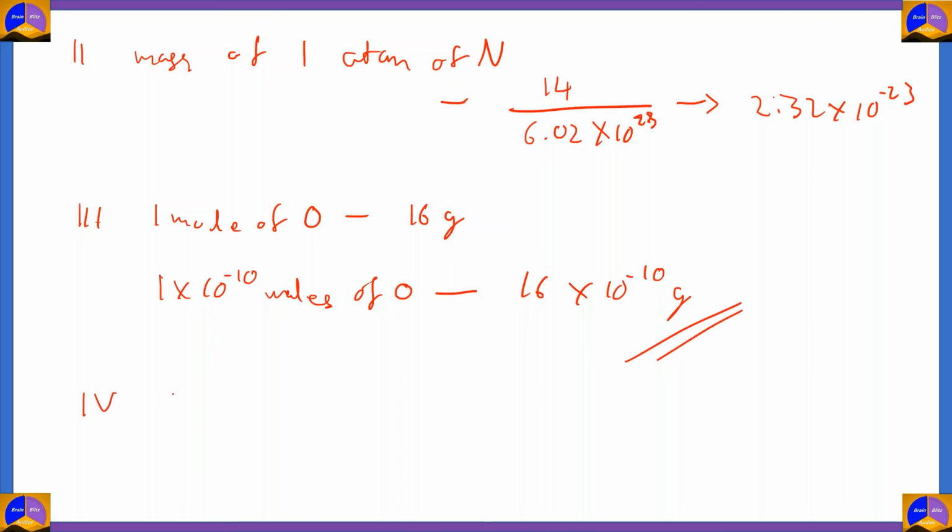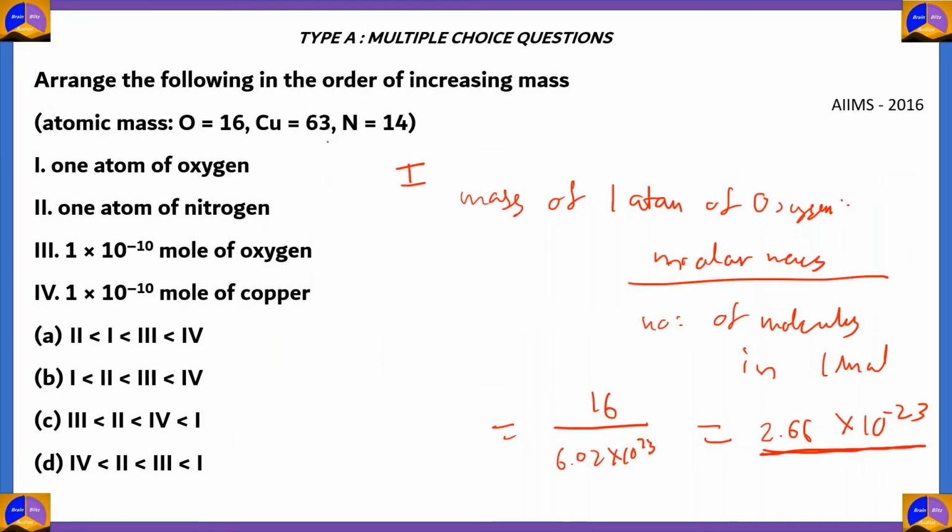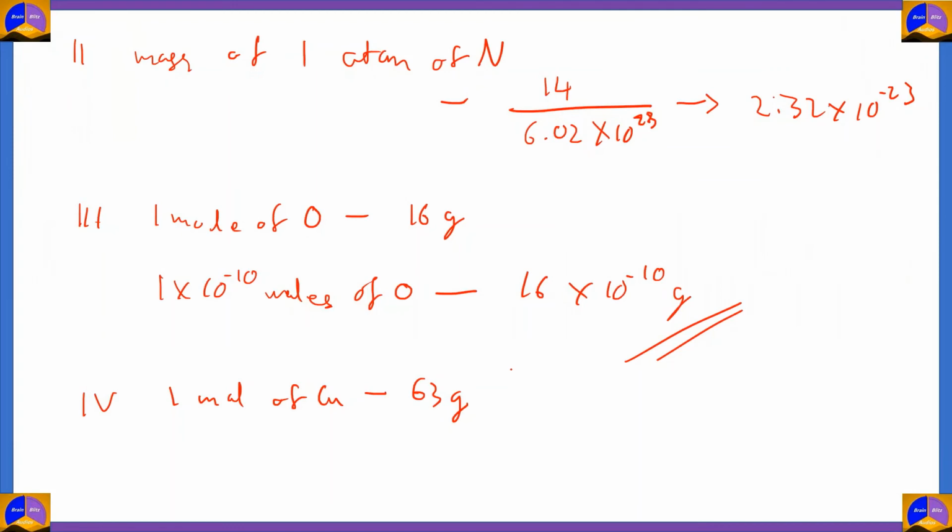And option 4, again, copper. So 1 mole of Cu would weigh 63 grams. And here, because that's given in the question, copper's atomic weight is 63 and the molar weight is basically atomic weight in grams. So 1 mole of Cu has 63 grams. So 1 into 10 raised to minus 10 moles of Cu would have 63 into 10 raised to minus 10 grams.